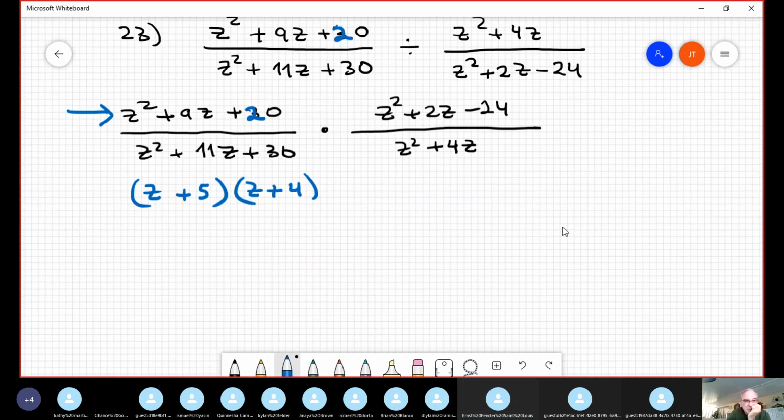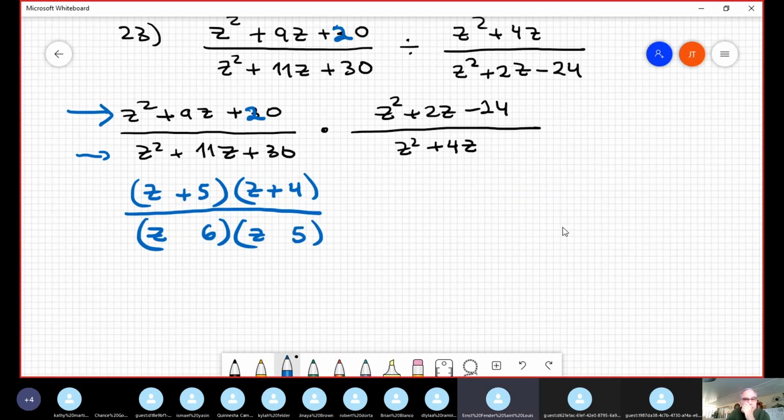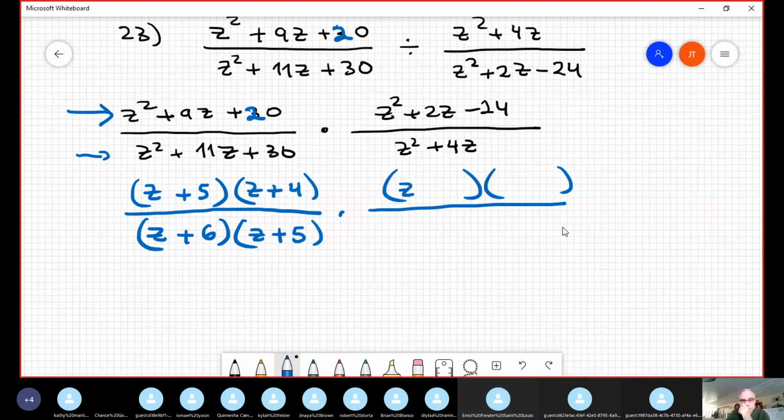Now let's move on to the second here. It is c, 6 and 5, no? Plus, plus. In this case, 6 and 4. So 6 times 4 is 24, 6 minus 4 is 2, one positive and one negative. This is a binomial. The greatest common factor is c.